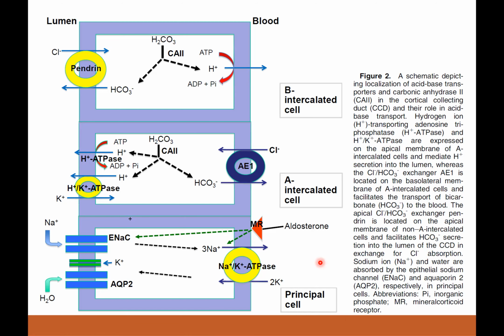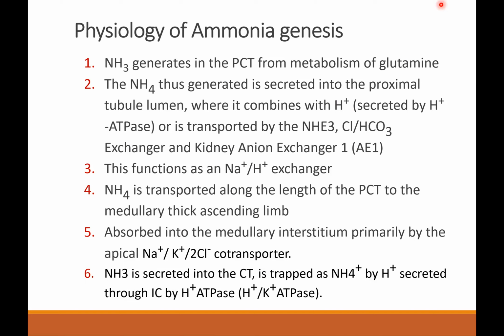Okay, let's go further. Now, we need to know a little bit about the physiology of ammonia genesis. Ammonia is generated in the proximal convoluted tubule by the metabolism of glutamine. Glutamine is one of the end products of other amino acid metabolisms, and any amino acid metabolism ultimately ends in glutamine, and that glutamine is converted into ammonia. Where does it occur? In the PCT.